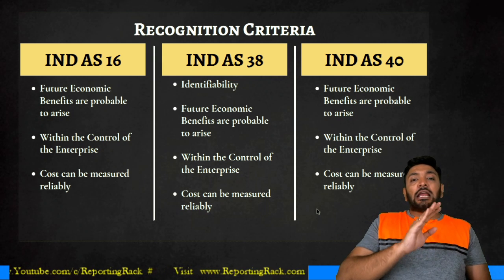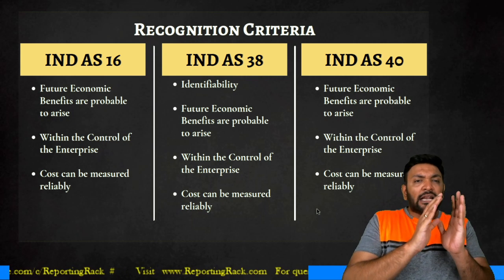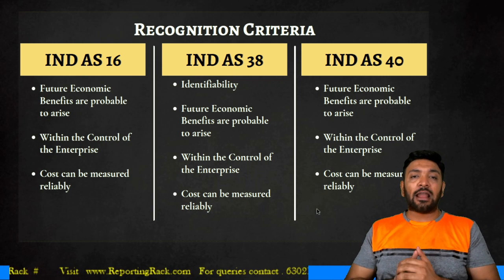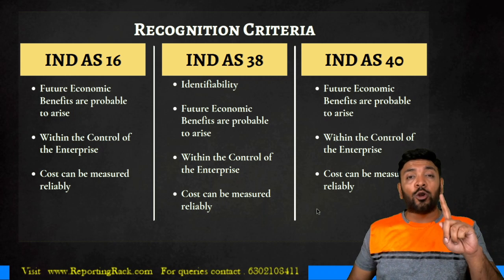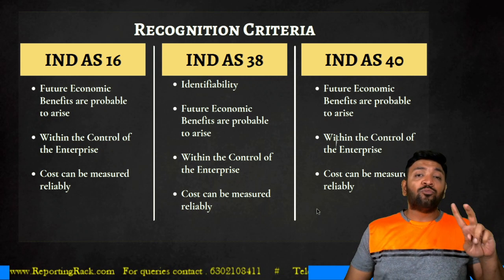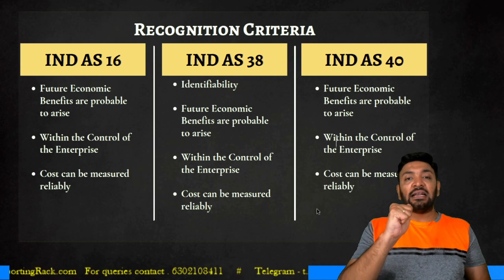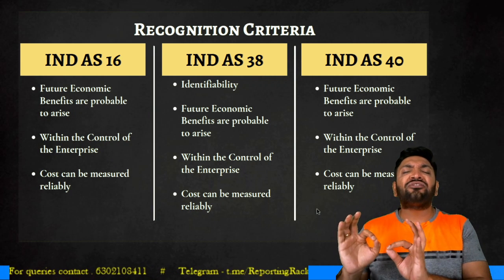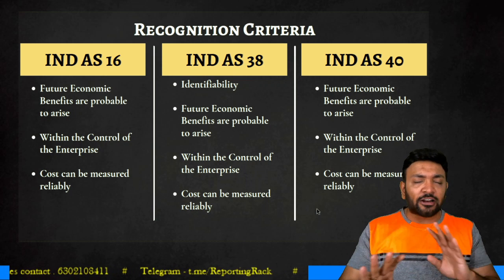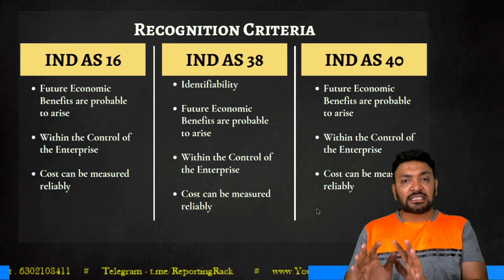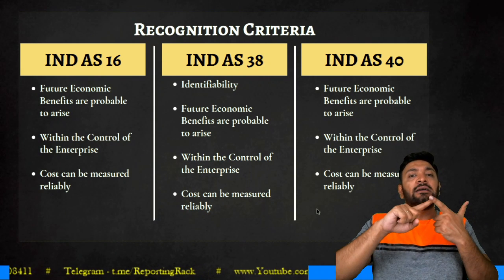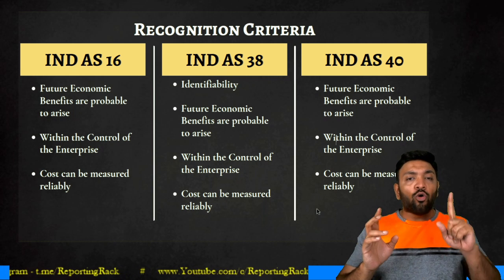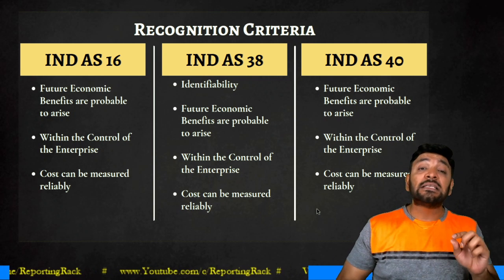Clear? If you look at the recognition criteria of IND AS 38, it is more or less similar except for one simple addition. That is the concept of identifiability. If you remember, even when I was looking at the definition, I told you it is an identifiable non-monetary asset without physical substance. But if you look at IND AS 40 recognition criteria, it is perfectly the same as IND AS 16. There is no difference as far as the recognition criteria is concerned. It will still stick to those three: future economic benefits are probable to arise, the asset is within the control of the enterprise, and the cost of the asset can be measured reliably. The only one addition under IND AS 38 is identifiability.